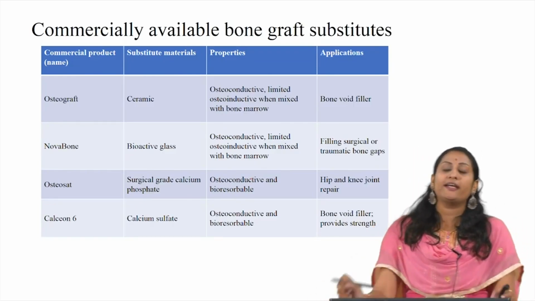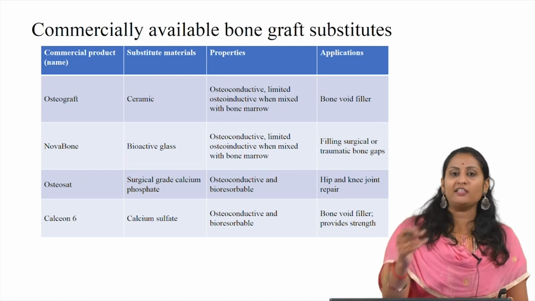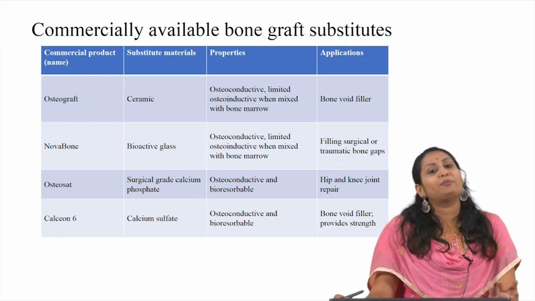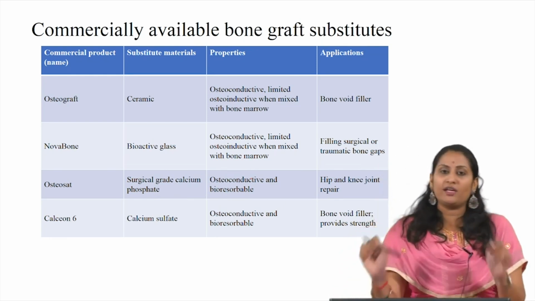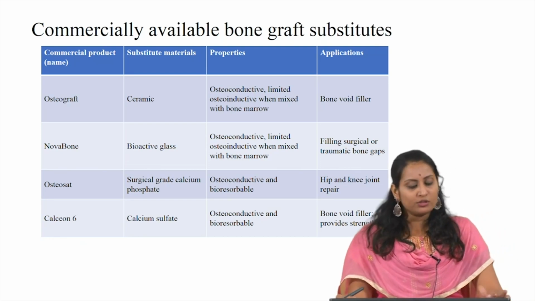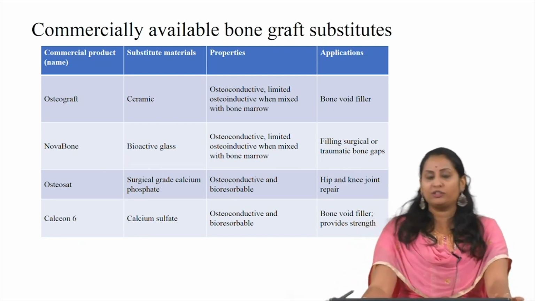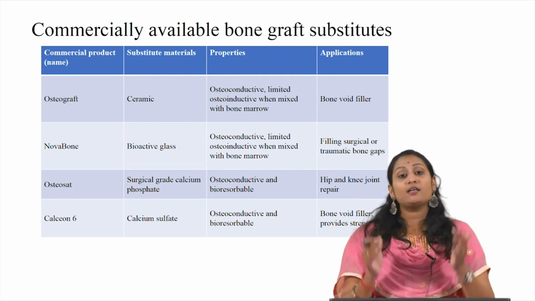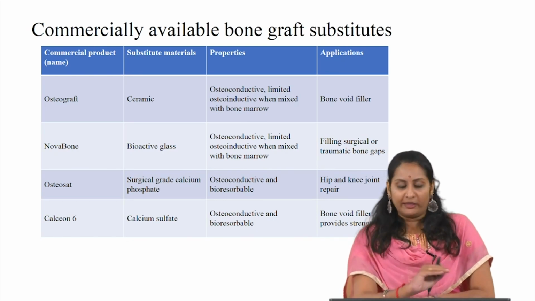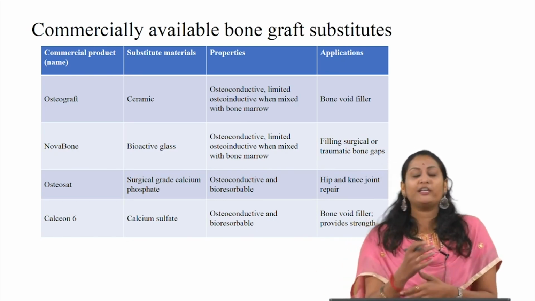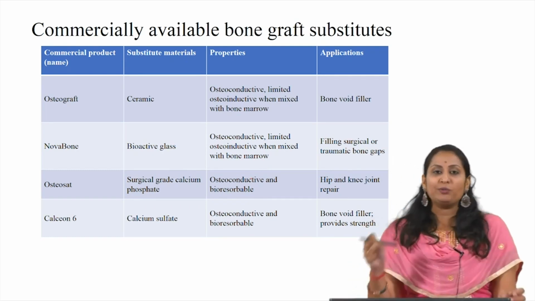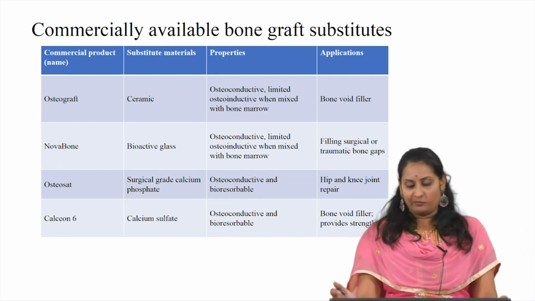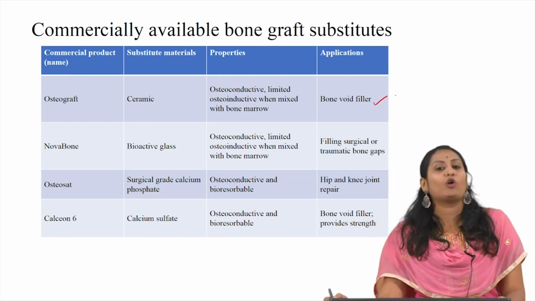In the next few slides I will be talking about commercially available bone graft substitutes. The first one is Osteograft, which is made up of ceramic material, and these are FDA approved bone graft substitutes. Its major properties are osteoconductive, and limited osteoinductive when mixed with bone marrow. It has to be mixed with bone marrow in order to become an osteoinductive material. Bone marrow has a lot of mesenchymal stem cells, and it is used as a bone void filler.